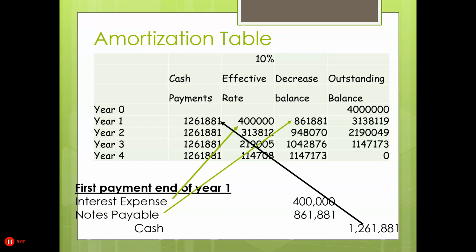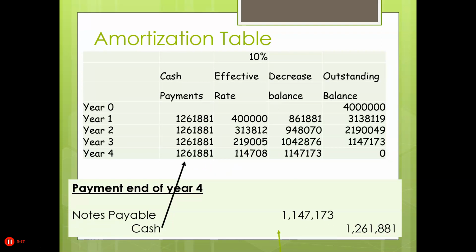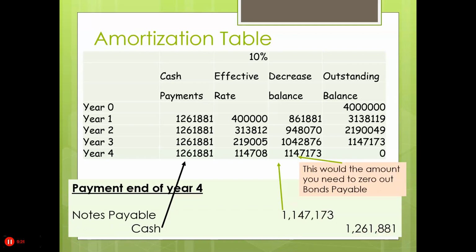Now, what does it look like for the payment at the end of the 4th year? It's going to be cash, notes payable, and interest expense. And if you notice now, we have nothing left on the books. And that includes Part 2, Chapter 14.